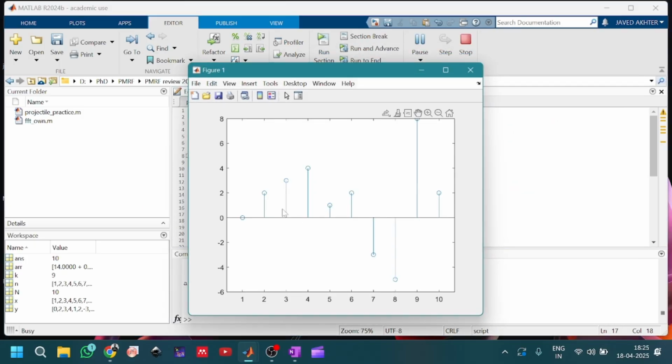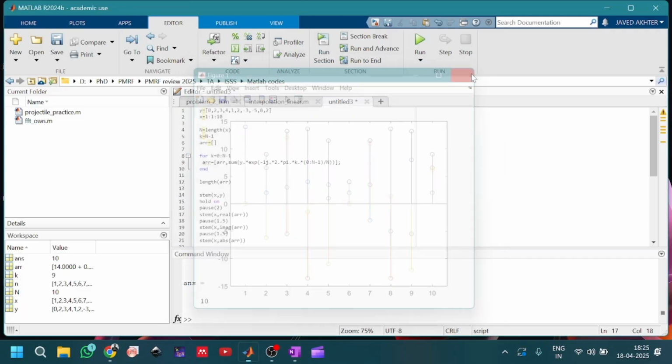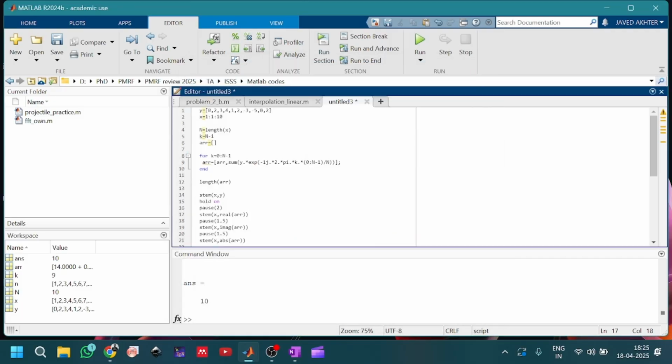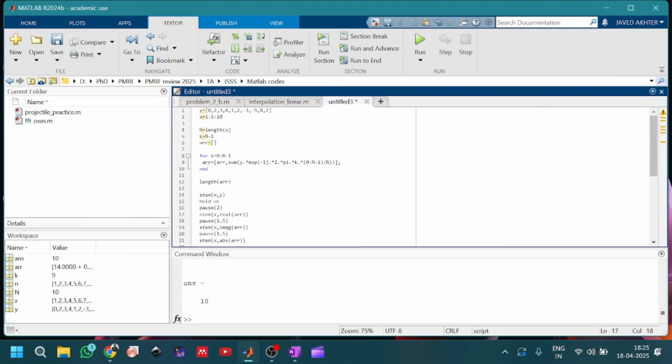This is the signal, this is the real part, this is the imaginary part, and this is the absolute value. So you can see the absolute value for the corresponding k values. Now, this is how the discrete Fourier transform can be performed. This is how this value is computed.